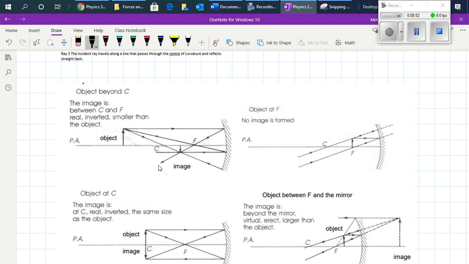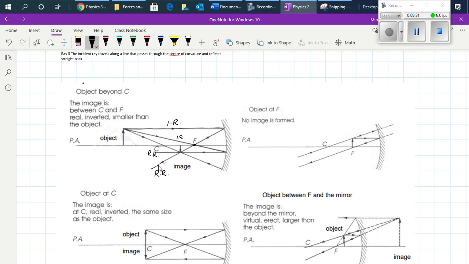Now the first rule is saying that if the incident ray is parallel to the principal axis, then it will be reflected going through the focal point. So if this is the incident ray, this is the reflected ray. And then if the incident ray is passing through the focal point, it is reflected. This is the reflected ray. It is reflected parallel to the principal axis.